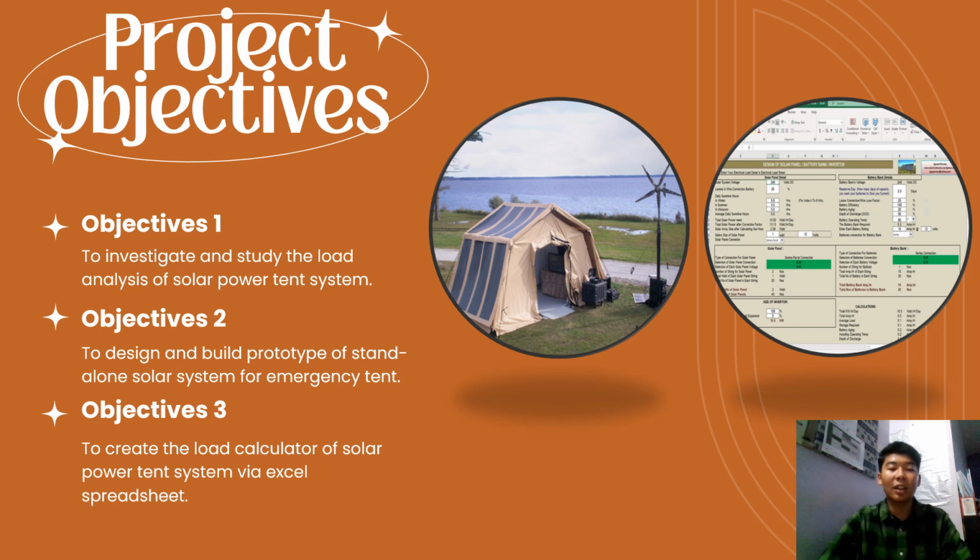And next is to design and build a prototype of a standalone solar system for MGC 10. And the third objective is to create a load calculator of the solar power tent system via an Excel spreadsheet. This calculator will estimate the suitable size of the solar system for your solar power tent by entering the size of the tent. Then it will show the suitable inverter sizing, battery sizing, and other component specifications.